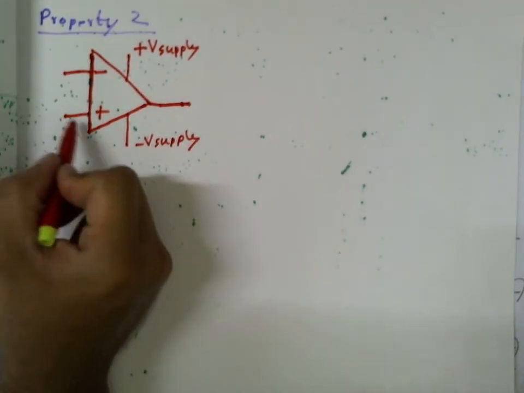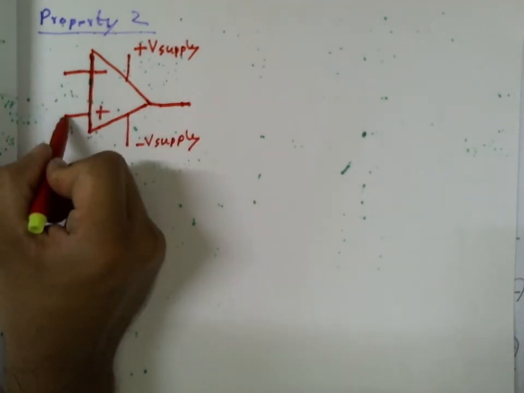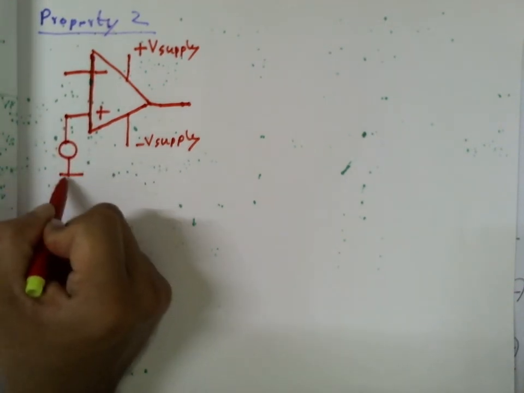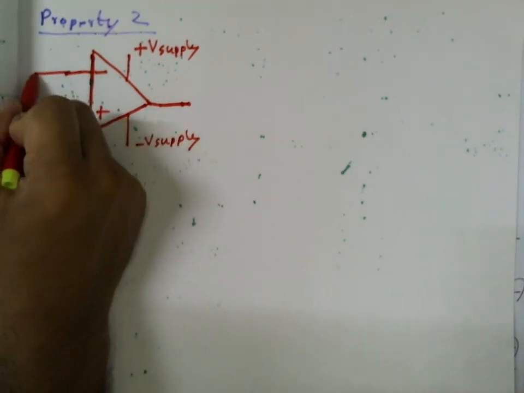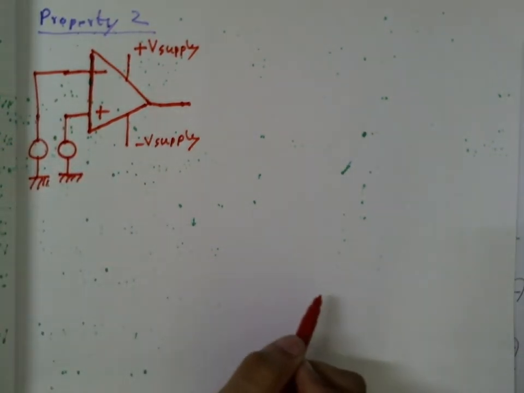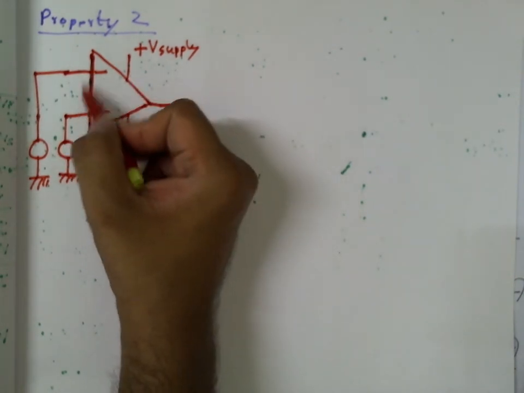And I can connect these two inputs to some source of voltages, and then the output depends on the difference between these two voltages.